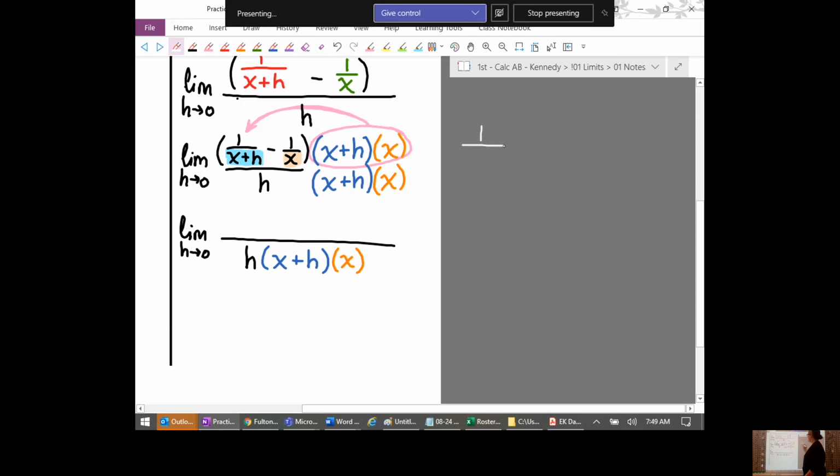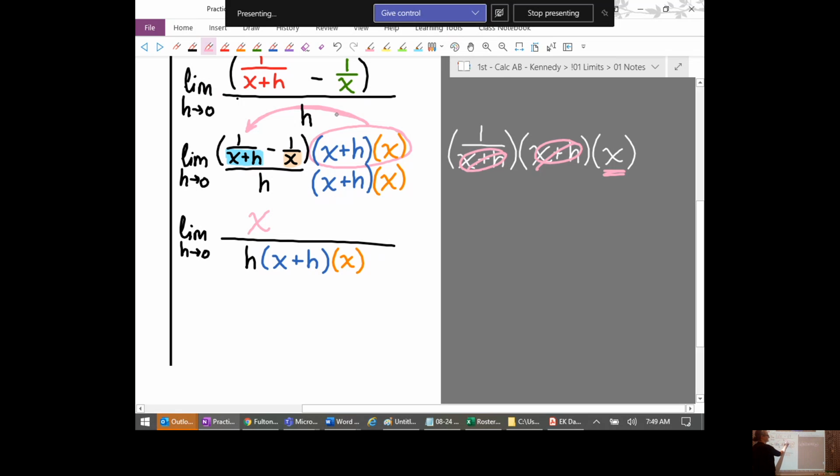We have a 1 over x plus h. And then if I copy it correctly, we have a blue x plus h, and we have an orange x. I had written that wrong a second ago. But the canceling still happens, and I'm left with what I should have said before. I'm left with an x.